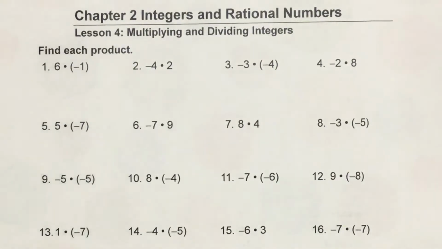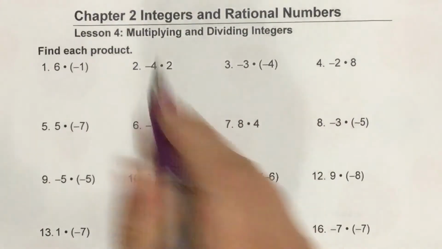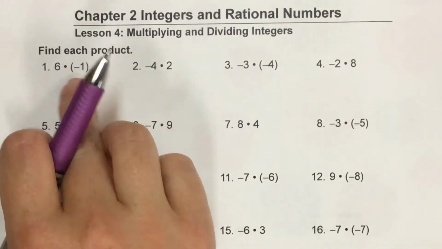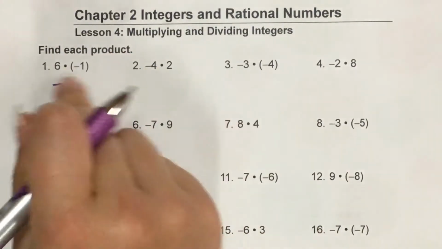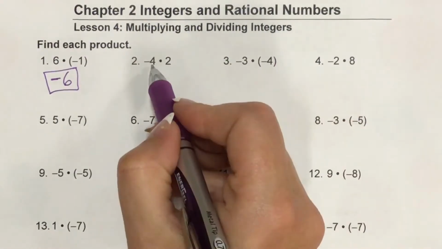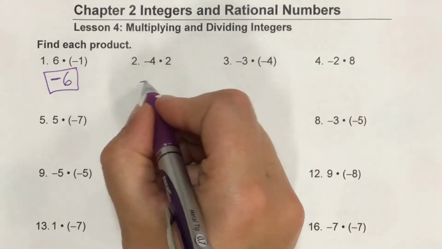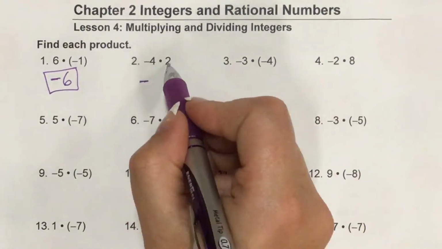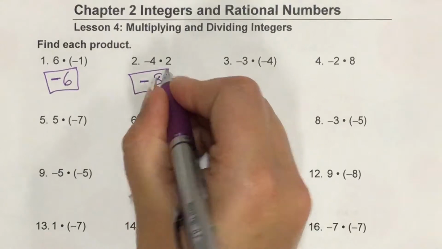All right, let's go ahead and figure out what these products are. So number 1, we have 6 times a negative 1. Positive and a negative, the signs are different, so it's going to be a negative. 6 times 1 is 6. The answer is negative 6. Okay, number 2, we have a negative multiplied by a positive. That means our answer is going to be negative. 4 times 2 is 8, so the answer is negative 8.